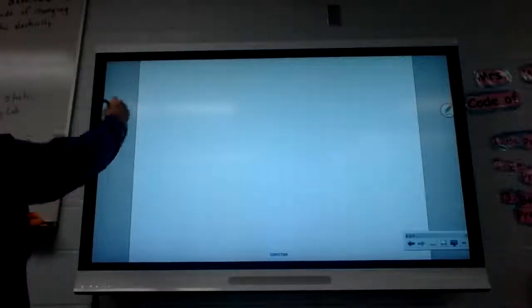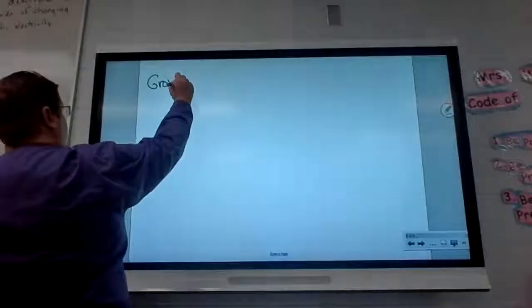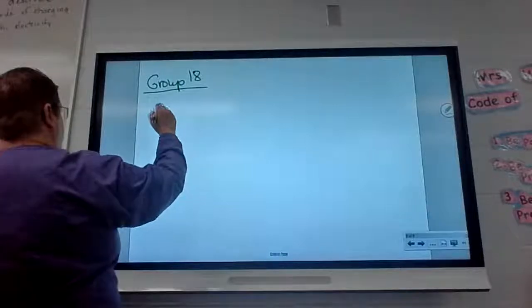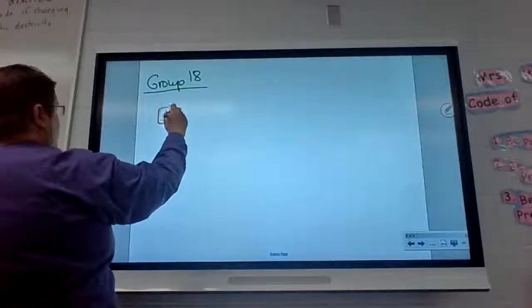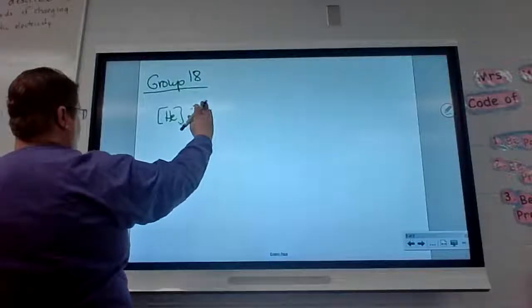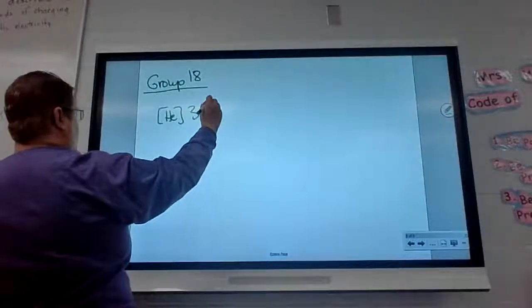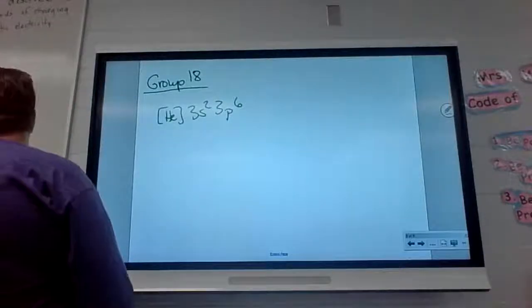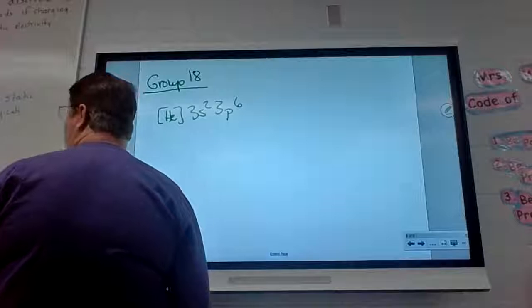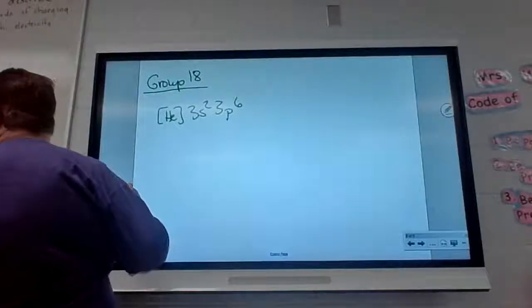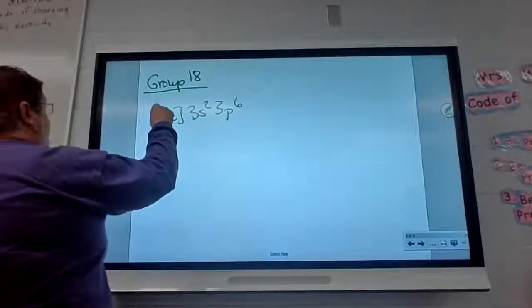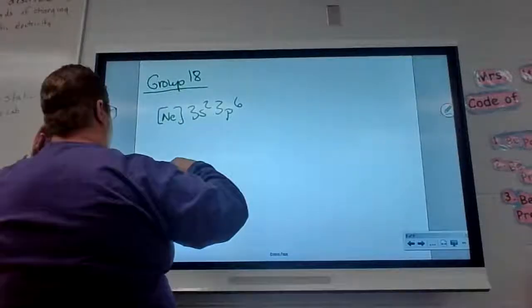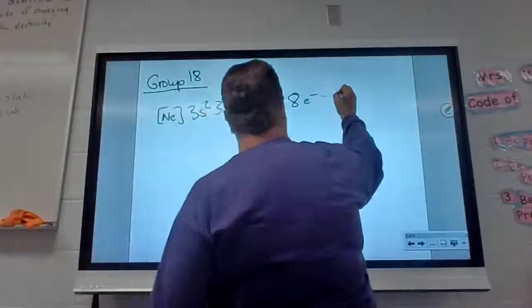All right, so group 18. Let me write this in noble gas shorthand. He, 2S2, oh, sorry, 3S2, 3P6. That way it's written in shorthand. I did the wrong noble gas. There we go. All right, now we have 8 electrons in the outer shell.